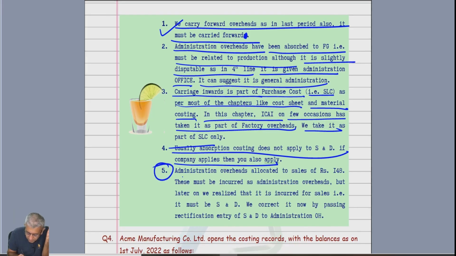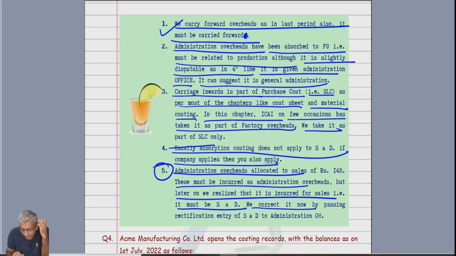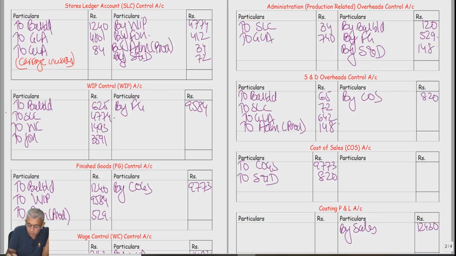And this particular fifth, administration overheads allocated to sales of rupees 148. These must be incurred as administration overheads. But later on we realize that it is incurred for sales, that is, it must be S&D. We correct it now by passing a rectification entry of S&D to administration. So that is what we all have done. With that, I think most of the things are over.